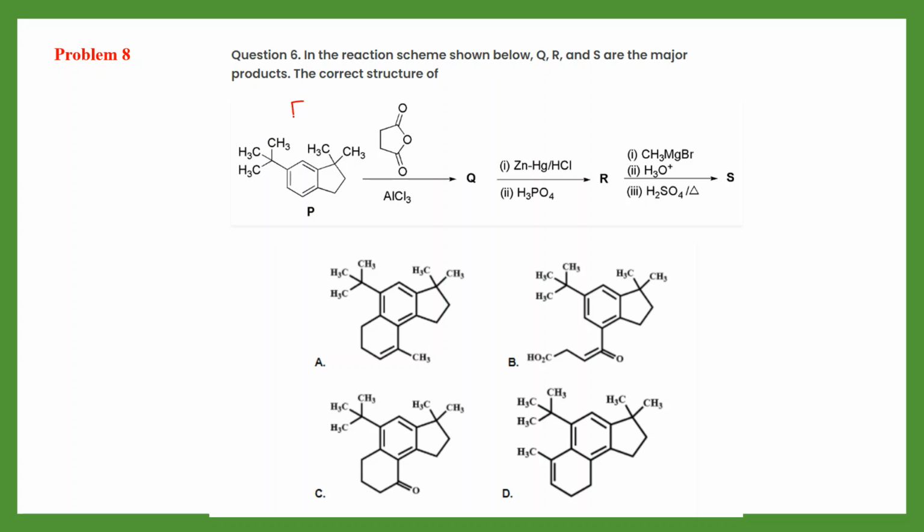Let me give you a hint. Electrophilic aromatic substitution. Second, this is Clemmensen reduction. I'm just giving a hint. This is your Grignard addition. Understood till here? Yes, ma'am.